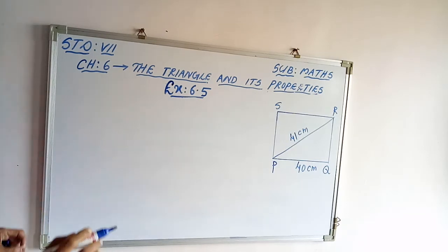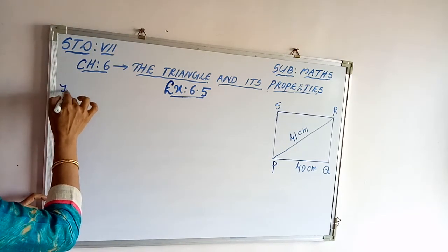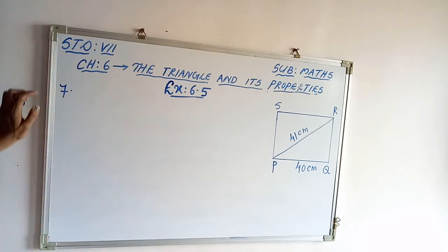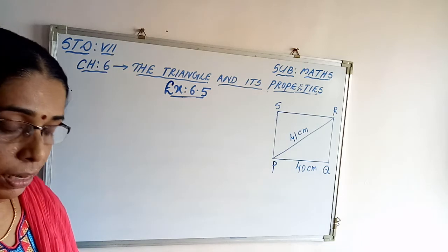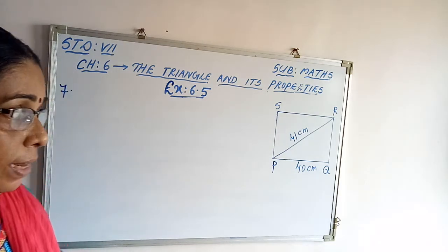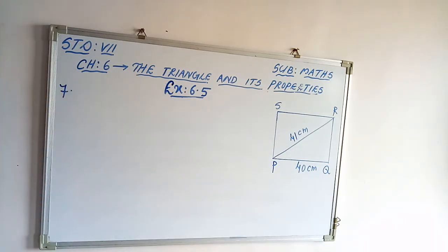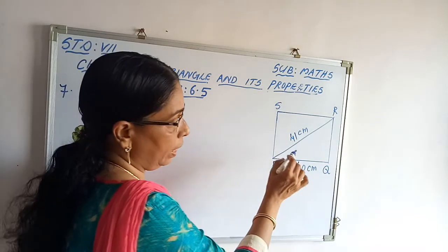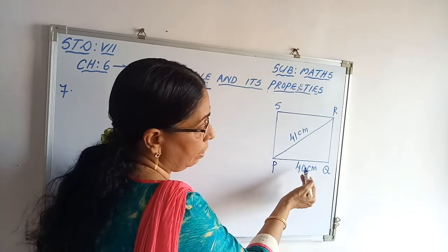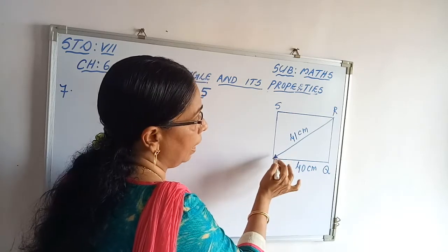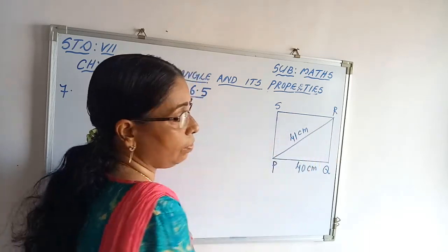Now I am going to solve question 7, not 6. After 5, I am going to solve question 7. See what's the question we can see. Find the perimeter of the rectangle whose length is 40 centimeter and diagonal is 41 centimeter. So one rectangle I have drawn there. The length is given 40 centimeter and the length of the diagonal is given as 41 centimeter.